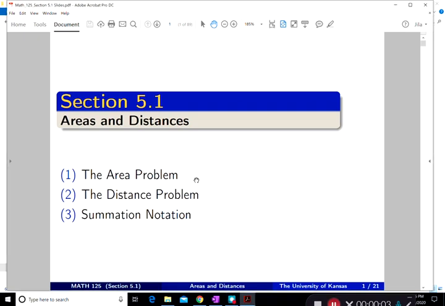So we're starting section 5.1, area and distance. First thing, the area problem, then the distance problem, and then summation notation.